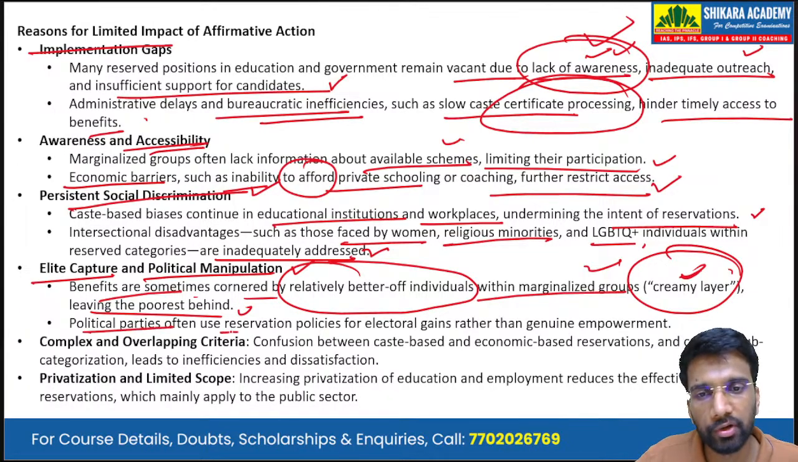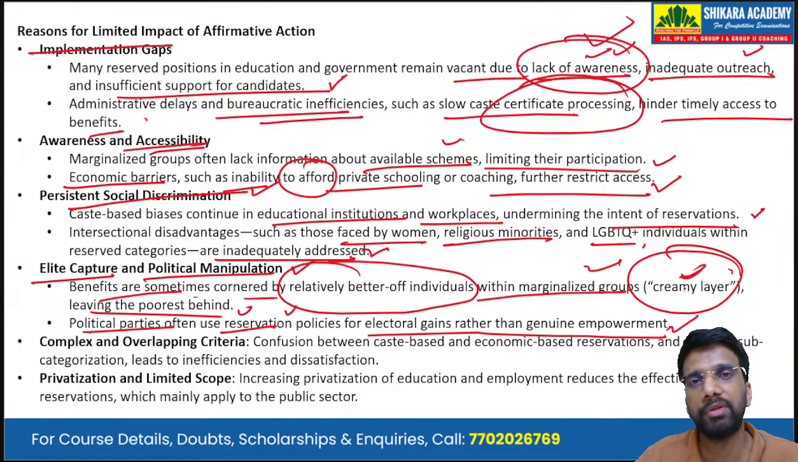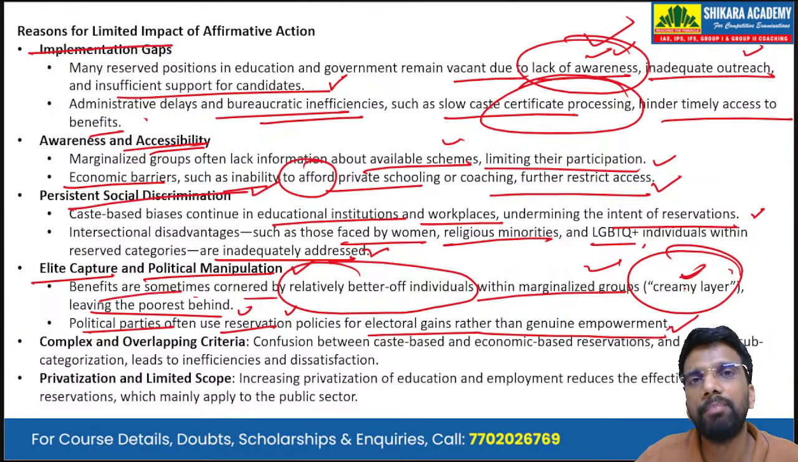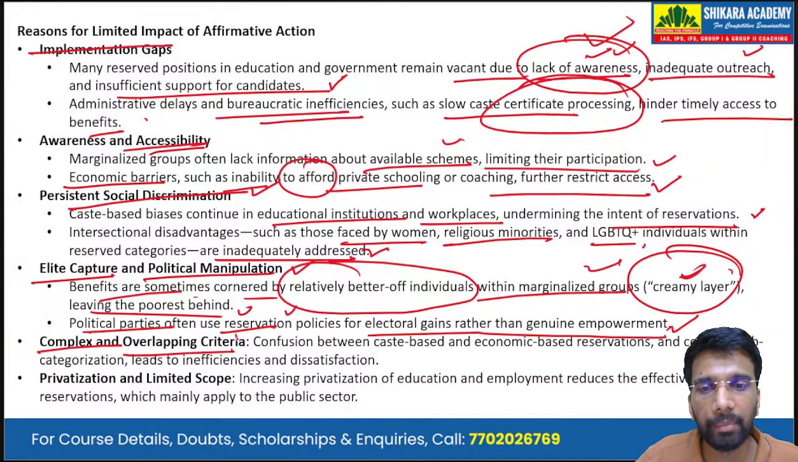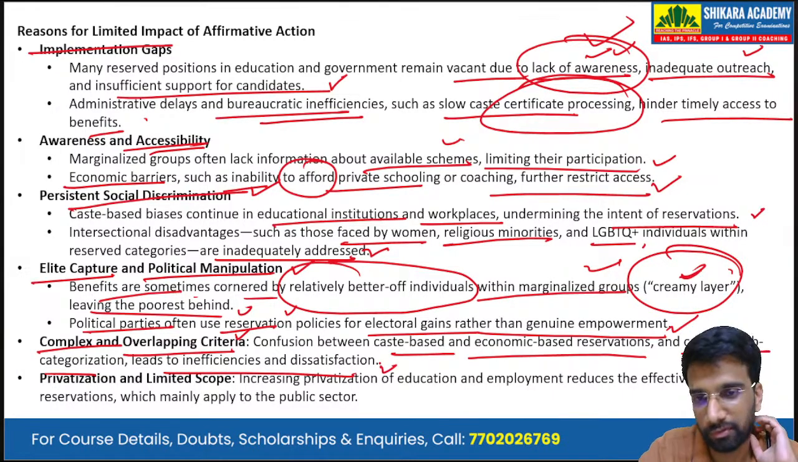Then political parties often use reservation policies for electoral gains rather than genuine empowerment. And this has been the case for the last 75 years, that the political parties use this affirmative action or reservation just as a tool to get electoral gains, and they are not that interested in the genuine empowerment of these social classes. Then there are the complex and overlapping criteria. Confusion between caste-based and social and economic-based reservation and complex subcategorization leads to inefficiencies and dissatisfaction.